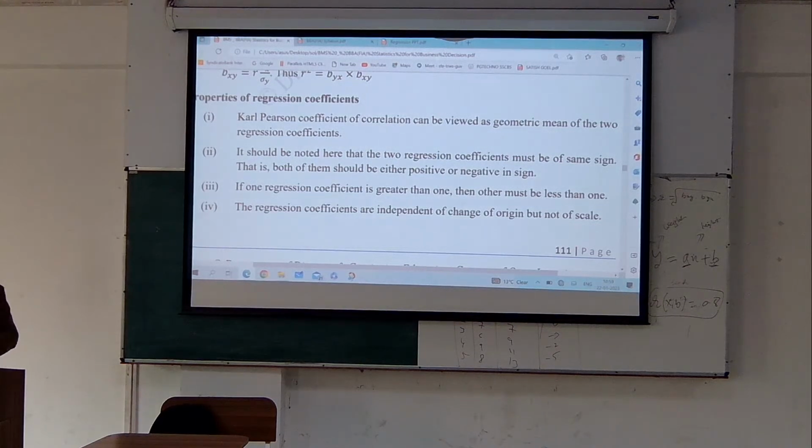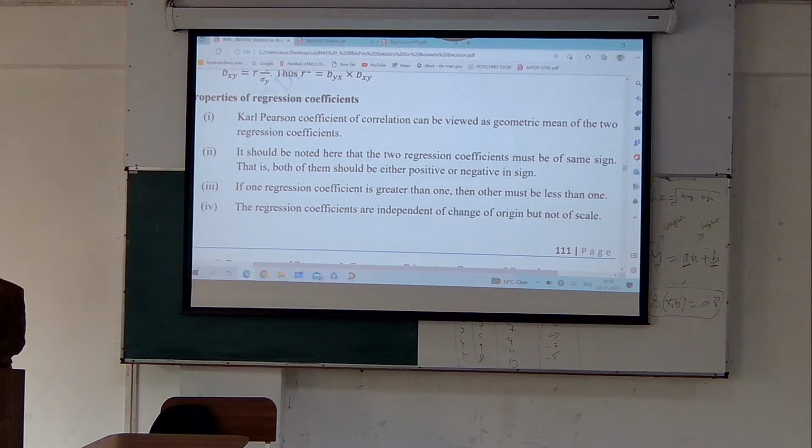Okay, that means both regression coefficients would be either positive or both negative. It is not like one is positive, other is negative, and vice versa. Similarly, if one regression coefficient is greater than 1, then the other would obviously be less than 1, because if you multiply both, it is the square of the correlation coefficient, and the correlation coefficient always lies between 0 and 1. So you cannot have one negative and the other positive. Both would be of the same sign.